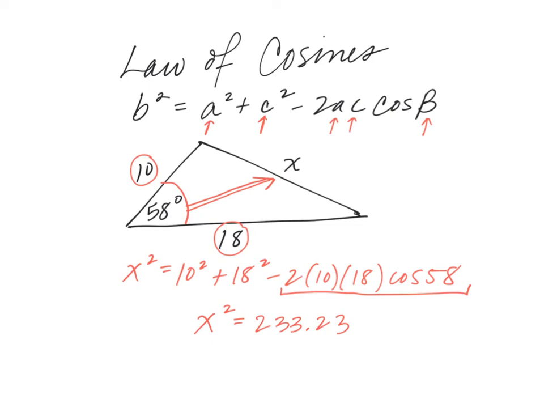To find my final answer, I'm going to need to take the square root of both sides. Now, I've kept this value in my calculator, so I have as accurate an answer as possible. And when I take the square root, I get x is equal to 15.27, which makes a whole lot more sense for this particular triangle.